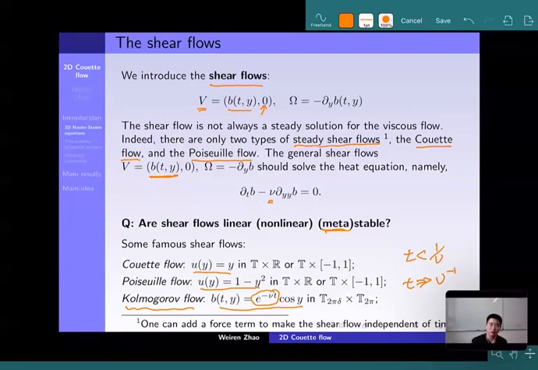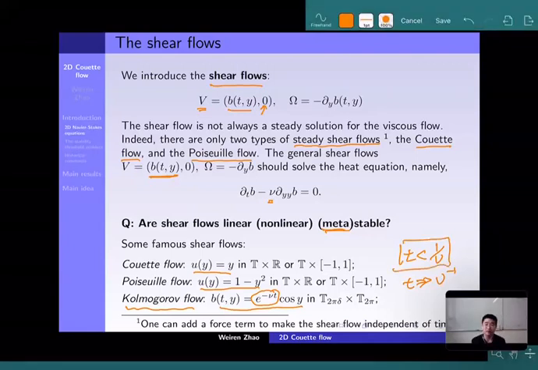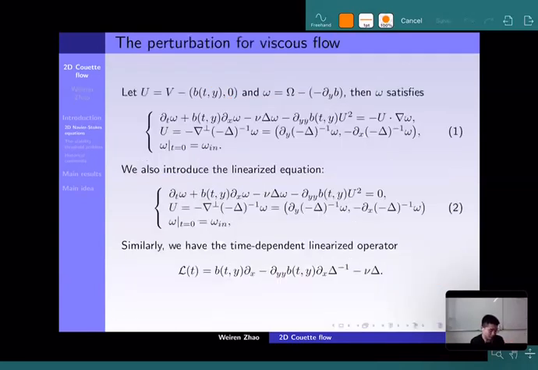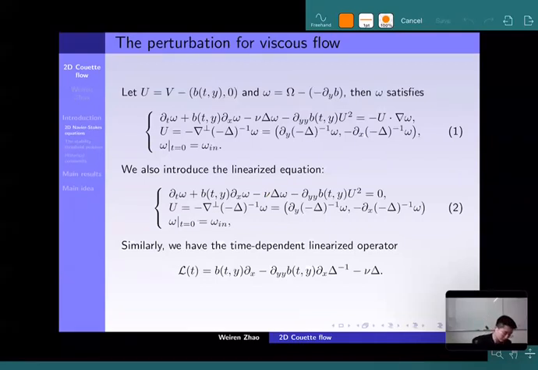So when we say metastability, we only focus on some finite time, when the shear flow affects the system. Okay. Later I will define what stability means. So it's natural to introduce the perturbation, right? Because we would like to see how this error changes when it goes through this system.